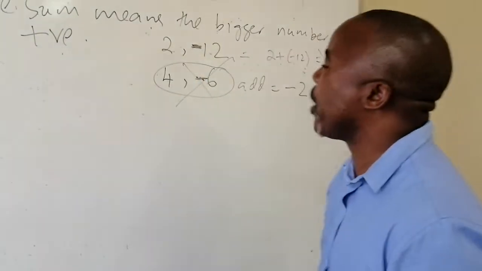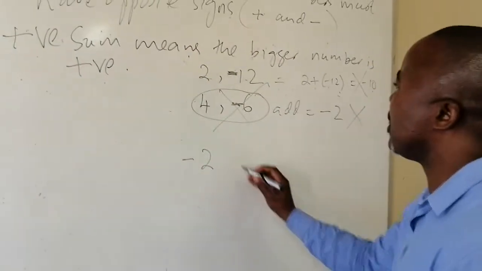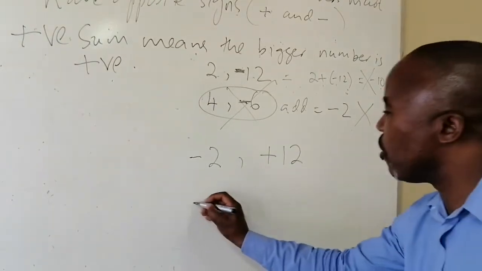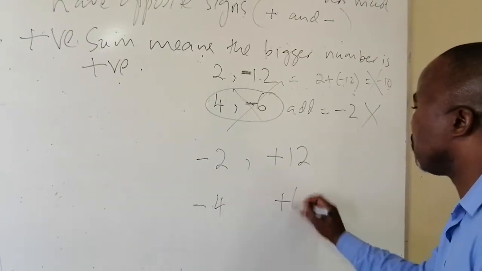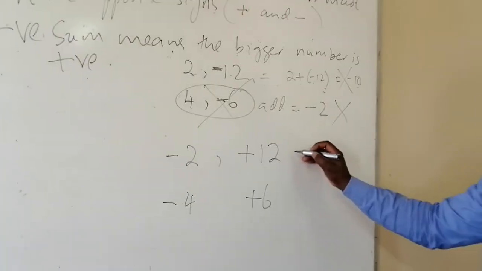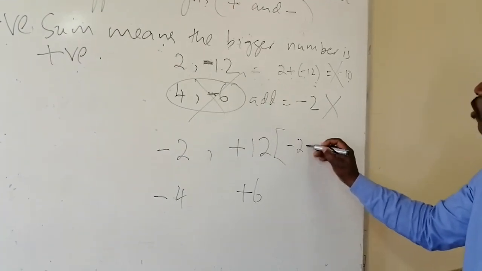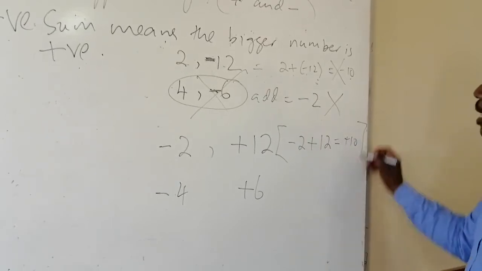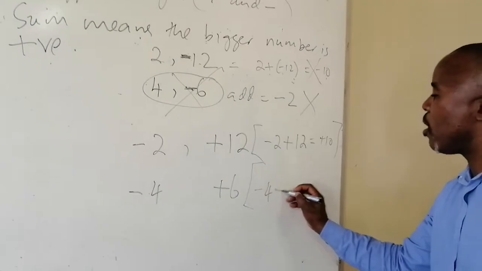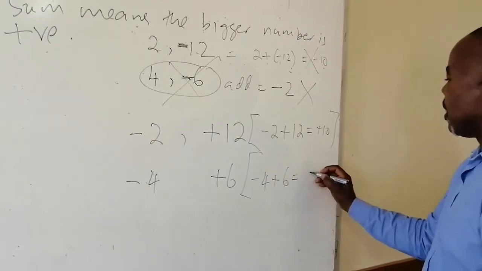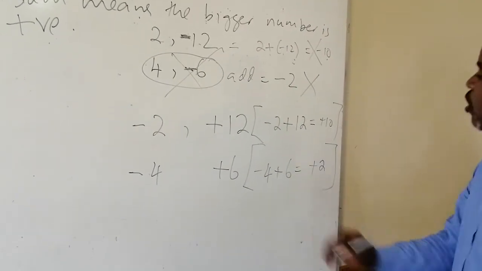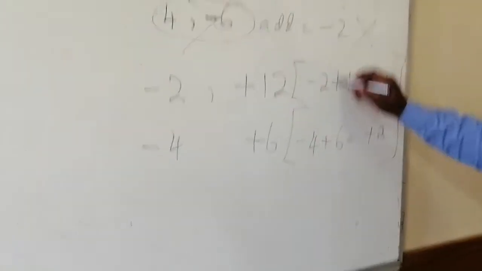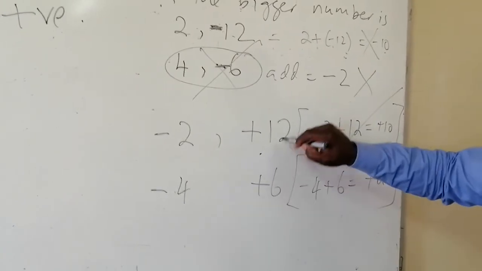Now let's use this point. We've got negative 2 and positive 12, because the bigger number is positive. We've got negative 4 and positive 6. Now let's try and add this. When we add negative 2 plus positive 12, it is positive 10. Let's add this one. Negative 4 plus 6 is positive 2. So the one that will give us the correct numbers is this one. The bigger number is the one that is positive.